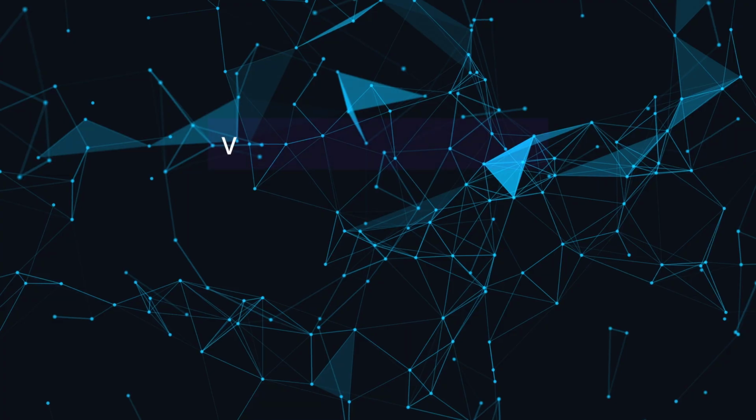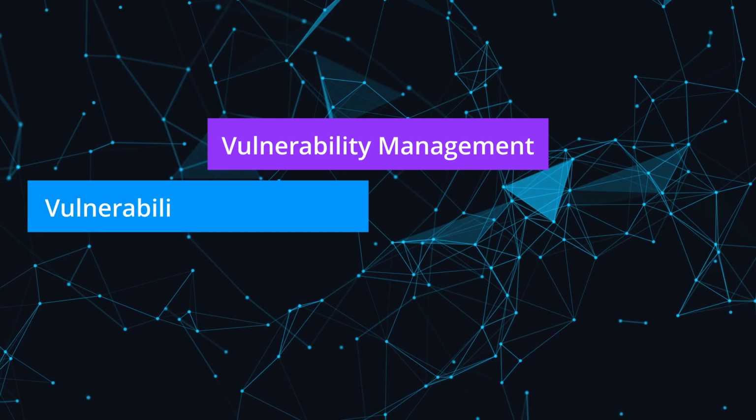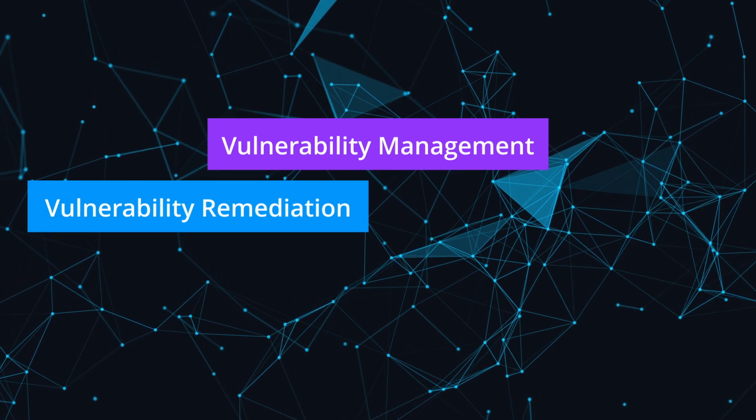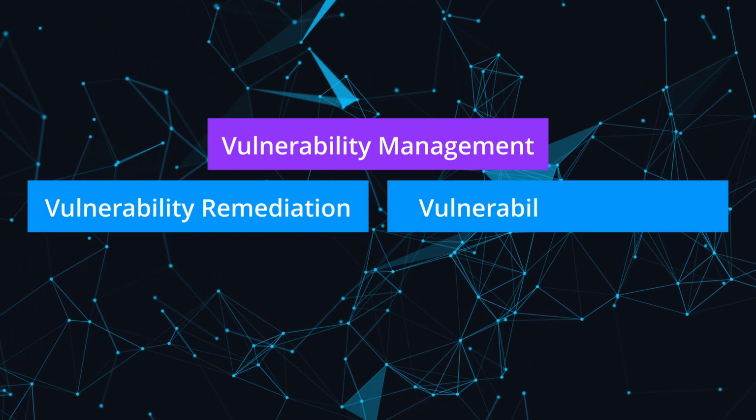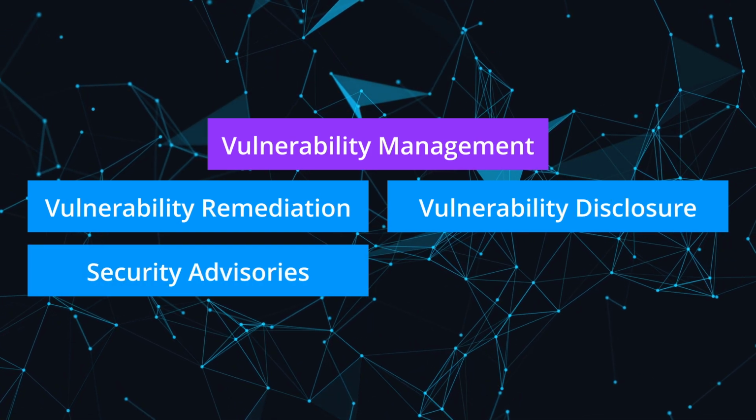Once we have an understanding of the vulnerabilities that have been discovered within the application, what do we do next? If you're thinking fix them, you're spot on. Vulnerability management is a key part of product security. Fixing vulnerabilities is not the only part of vulnerability management, though. There's vulnerability disclosure, management of security advisories, and several other pillars.